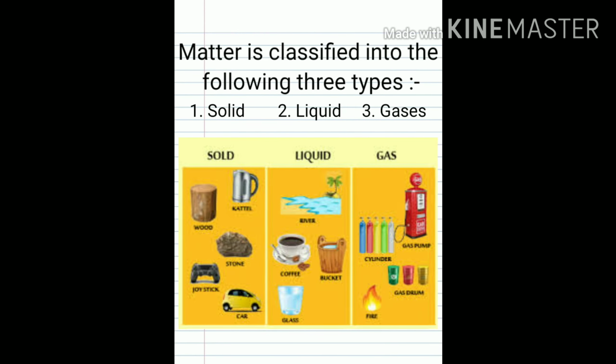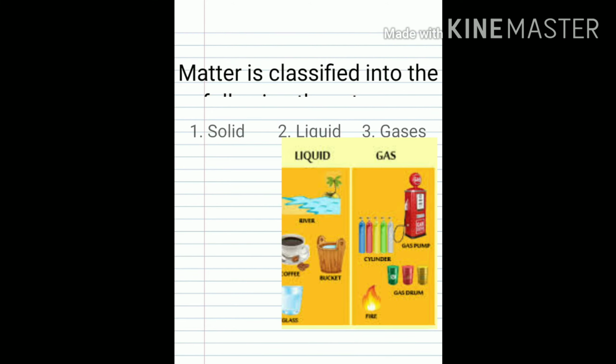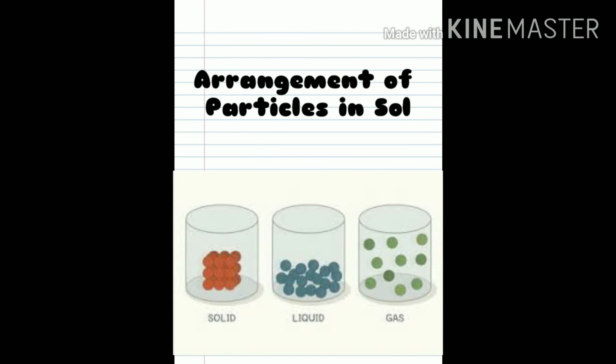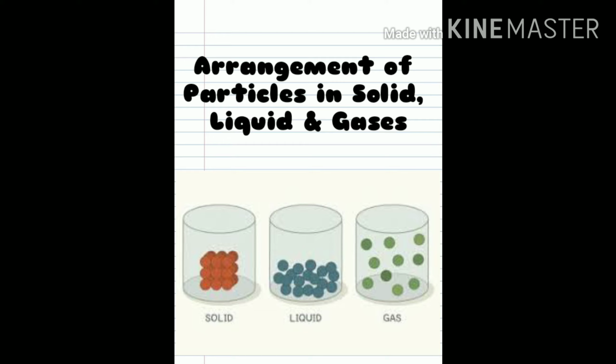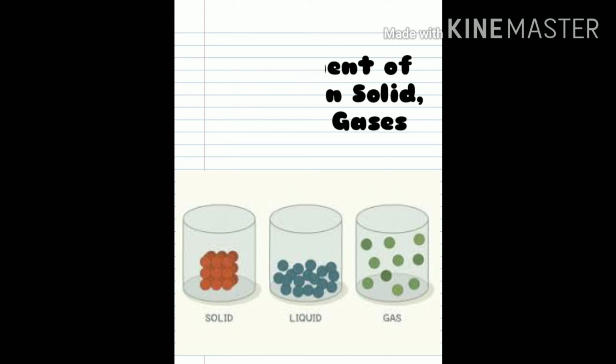There are some examples of the following. For example, water belongs to liquid, whereas wood belongs to solid. Now what makes them different from each other? The answer is the arrangement of particles in them, as shown in the figure. In solid, the particles are closely packed, whereas in liquid there is some gap between the particles. Lastly, in gases, there is a very large gap between the particles.